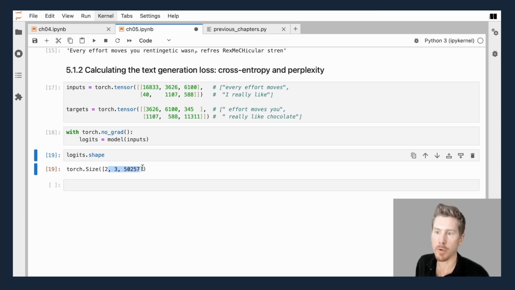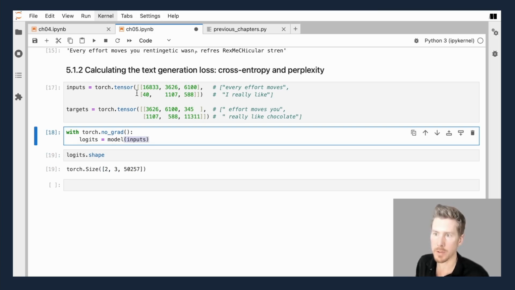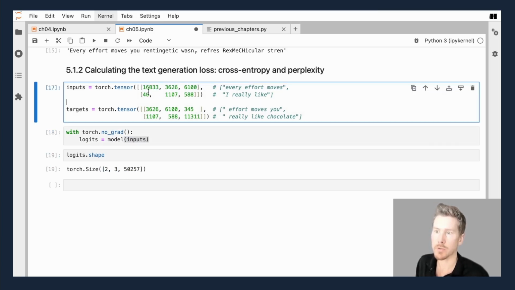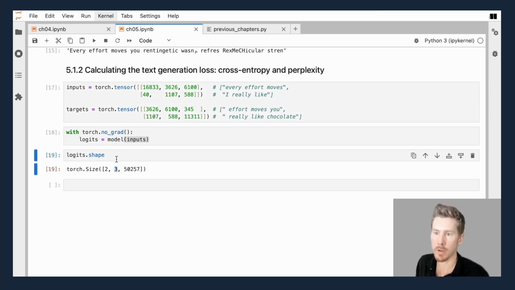Where does this number come from? So 2, because we have in the inputs 2 rows. Each row has 3 tokens. So that's where the 3 comes from. And each of the logits is a 50,257 dimensional vector that corresponds to the vocabulary size.